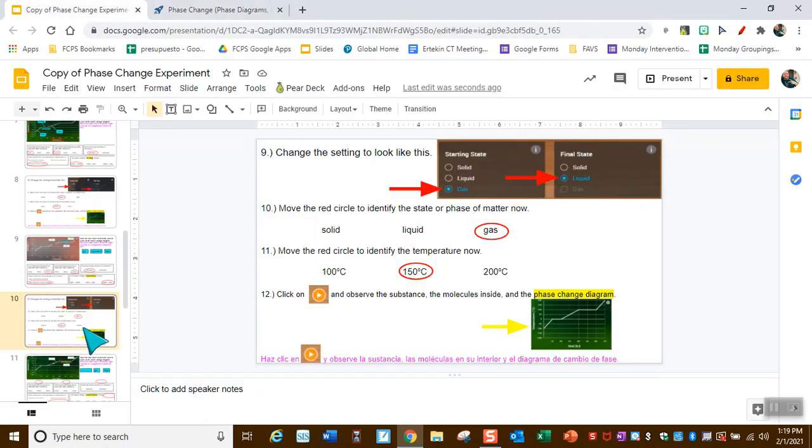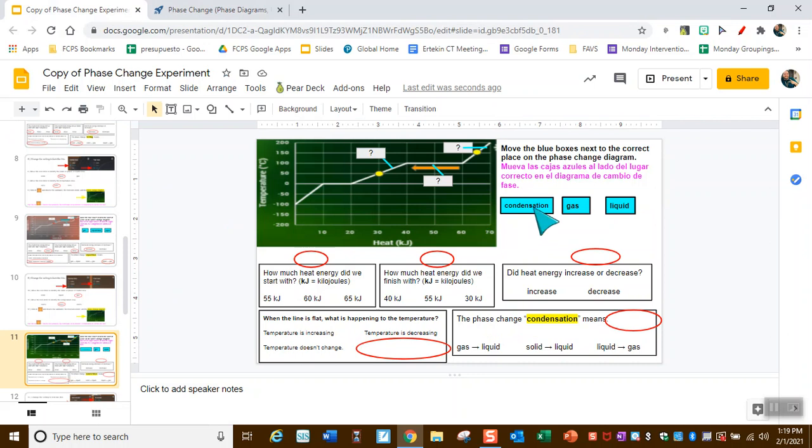Okay. So now do the same thing. Answer these questions just like we did before. Contesten esas preguntas tal como lo hicimos en los últimos dos pasos. Move the boxes next to the correct place on the phase change diagram. Mueva las cajas azules al lado del lugar correcto en el diagrama de cambio de fase. So now we're doing condensation, gas, and liquid. Ahora estamos haciendo condensación, gas, y líquido. So push pause and do this now. Pausa el video para hacer esto ahorita.